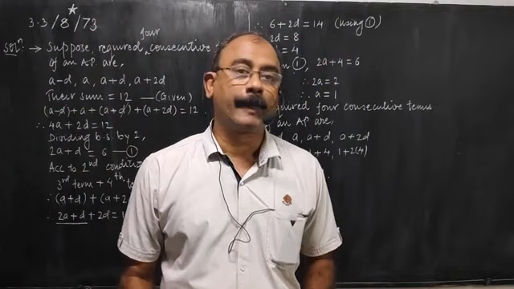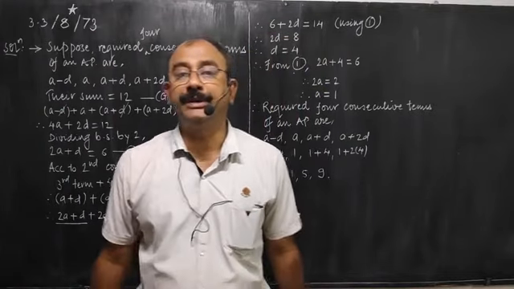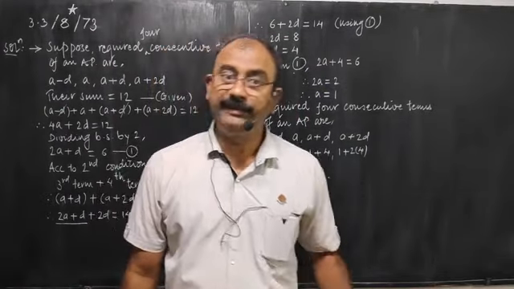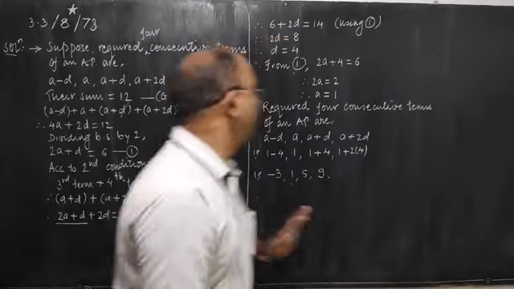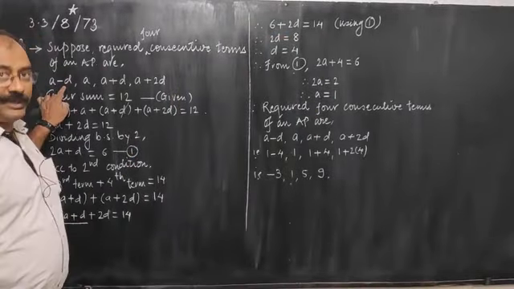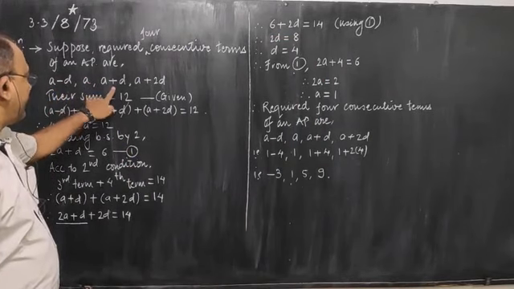Practice set 3.3, problem number 8, page number 73. Another good example. Now, you have to find out 4 consecutive terms of an AP. In the previous example, we found 3. If a fourth is asked, you have to add one more to the previous 3 only. So, in the previous example, we took 3 terms as a minus d, a, a plus d.